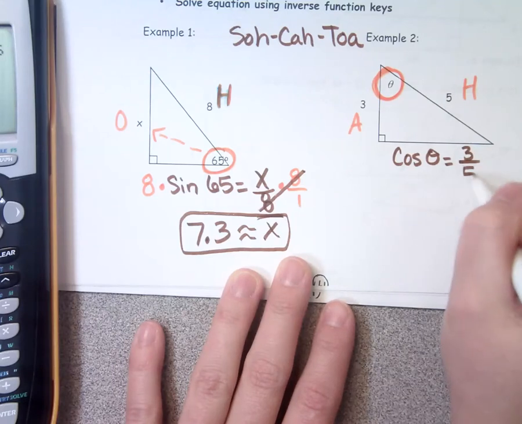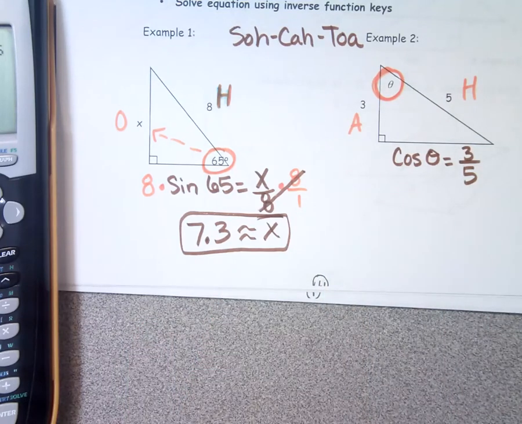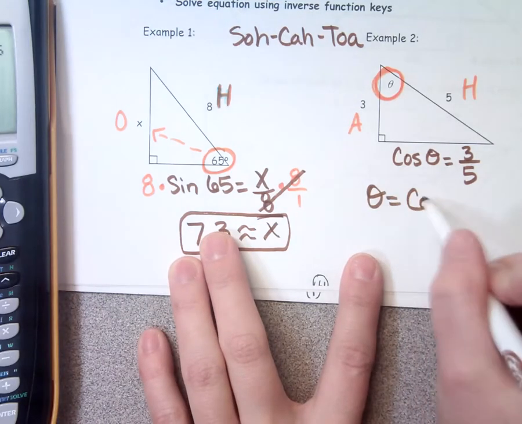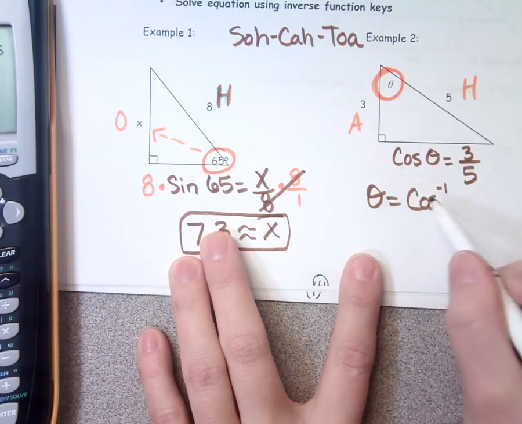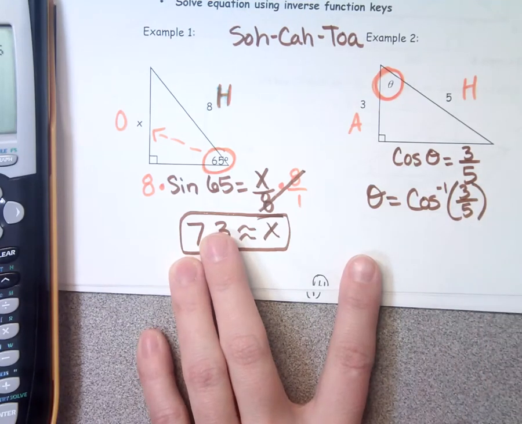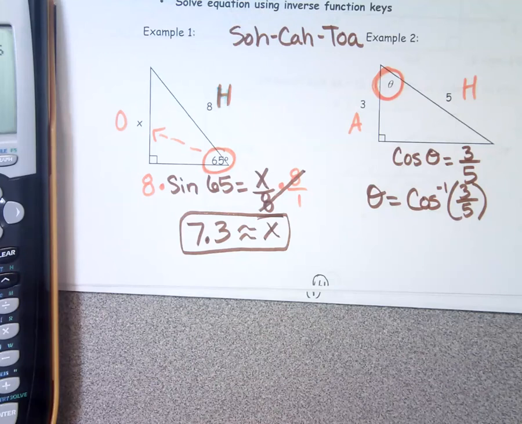3 over 5. Okay, now this is just going to be weird, so you're just going to have to listen, and this is how you're always going to do it. If I want to get theta by itself, which is what I want to find, I need to get rid of cosine. To get rid of cosine, I'm going to do what's called the inverse of cosine. So theta will equal cosine to the little negative 1. That means inverse of cosine, and then I just recopy 3 over 5. So write that down, and then I'll talk some more.